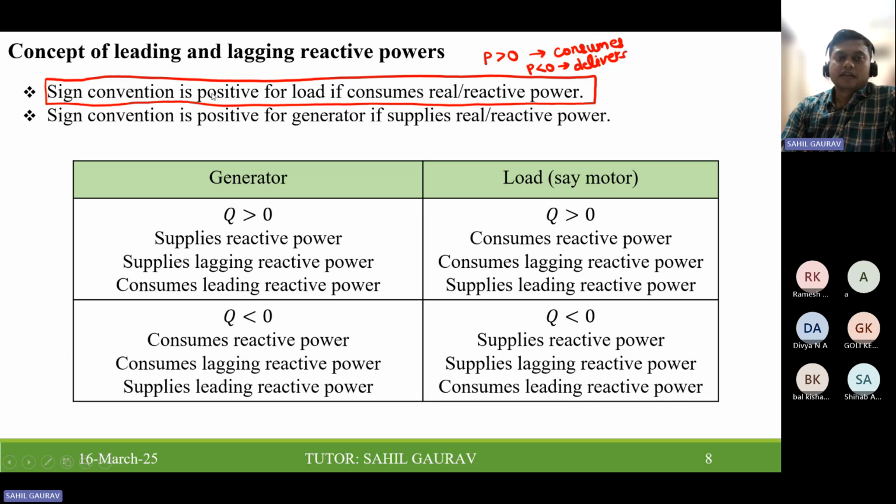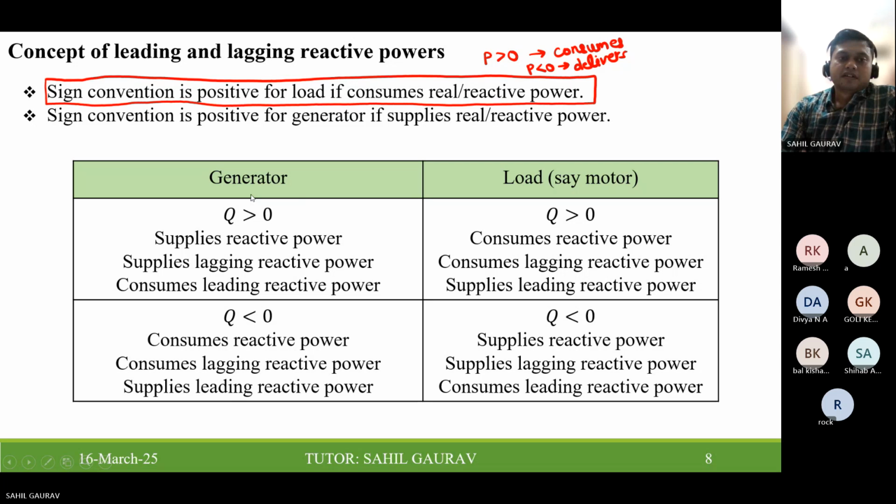So for load, the sign convention is positive if it consumes real or reactive power, and vice versa for generator. For the generator, it is the same: if the sign convention is positive, that means it supplies real or reactive power. The principle of load is that it should consume. That's why if the sign is positive, that means the load is consuming real or reactive power, and the fundamental principle for the generator is that it should supply. And if the sign is positive, that means the generator is supplying real or reactive power.